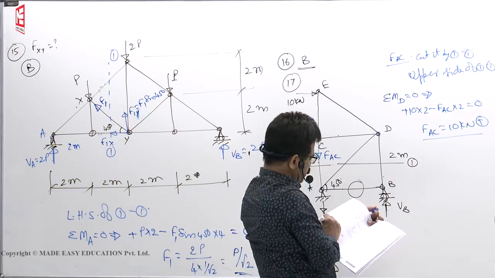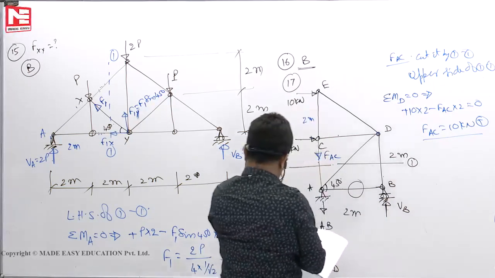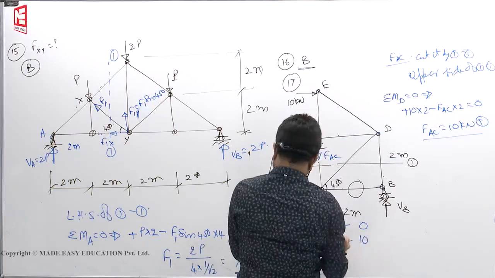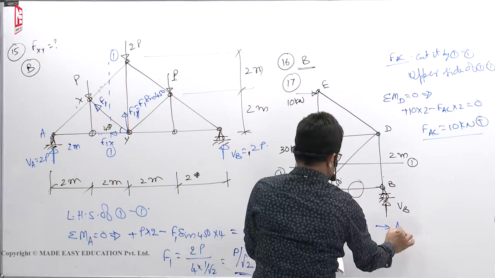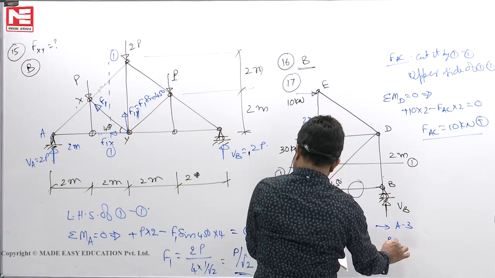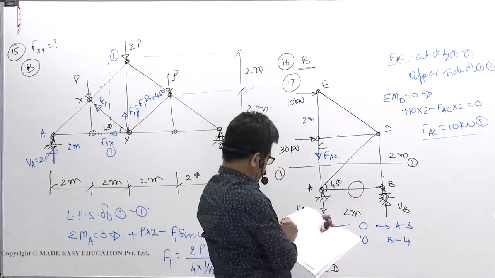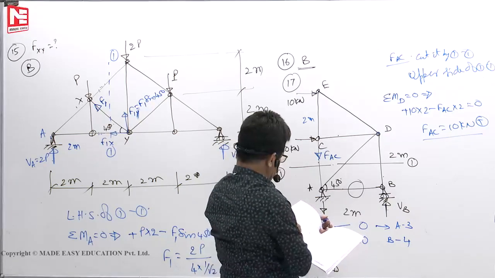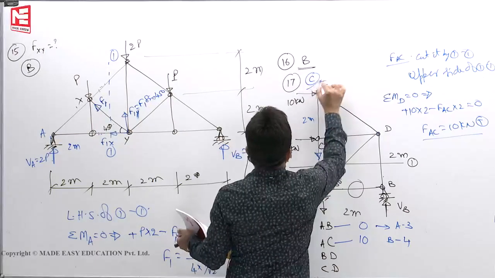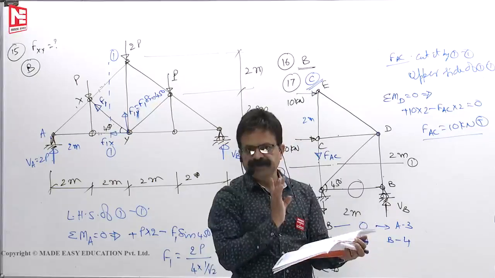Then B2, he has given 50, wrong. So B4 is 10. So FAB is 0. AC is 10. That means this is A3. B4. A3, B4. Enough. It's over. All others are a waste of time. A3, B4 means C. 17th question, C is the answer. Other forces we don't have to calculate because you are pressed for time.